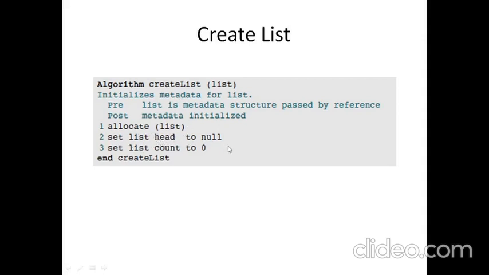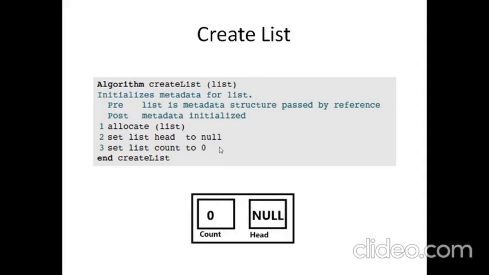So set list head to null. Set list count to 0. Initially, when there are no nodes in the list, the head has to be null and the count is 0. Count is the number of elements, the number of nodes in the linked list, which is also 0. This is what we have done: we have initialized the count with 0 and the head pointer is assigned the value of null.